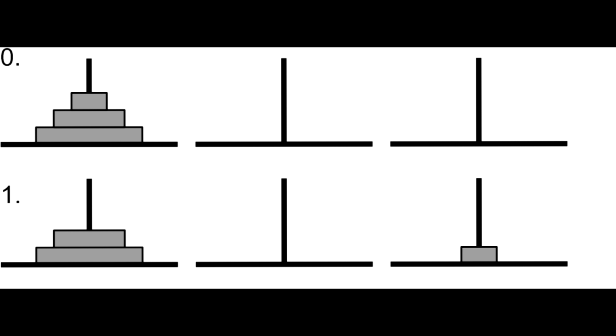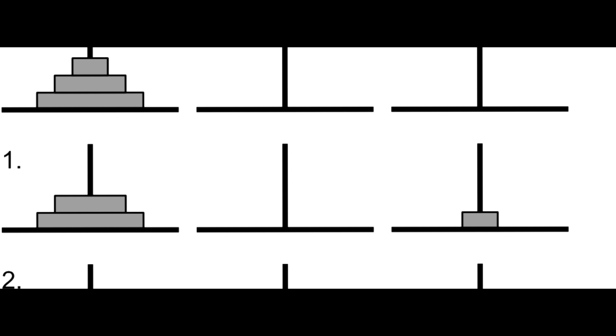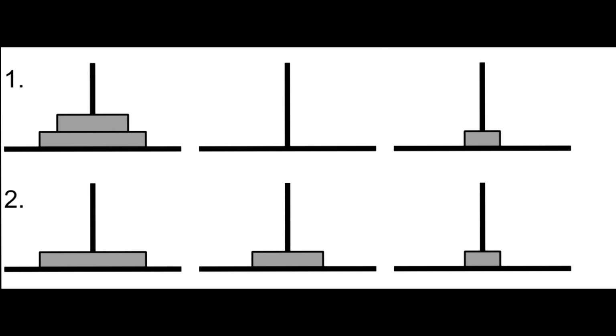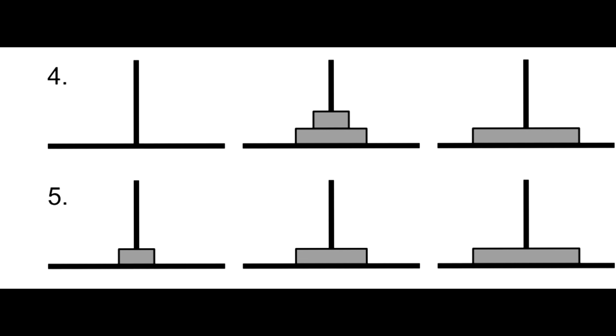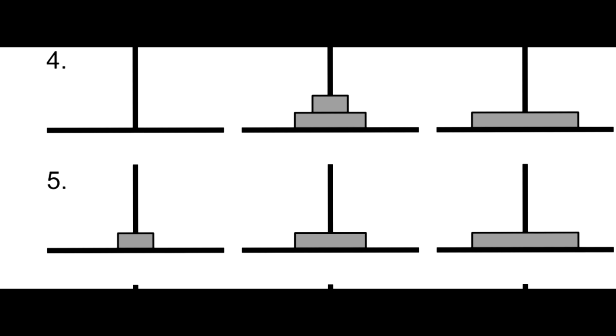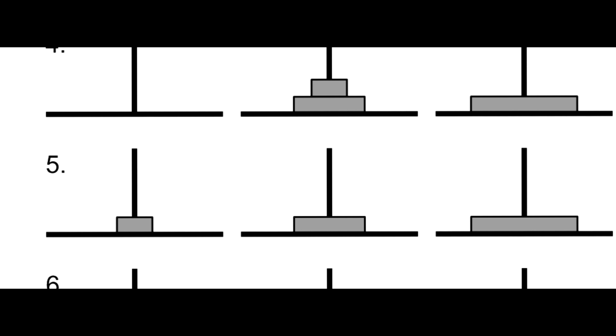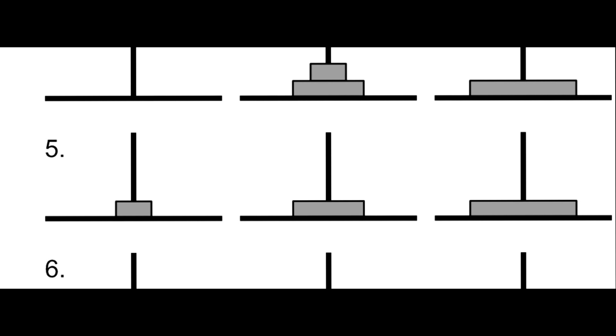In the first move, we move the top disc to the third rod. In the second, we move the top disc from the first rod to the second rod. Next, we stack the disc from the third rod onto the second rod. In the fourth, we take the remaining disc from the first rod and drop it onto the third rod, which is the final destination for the disc.